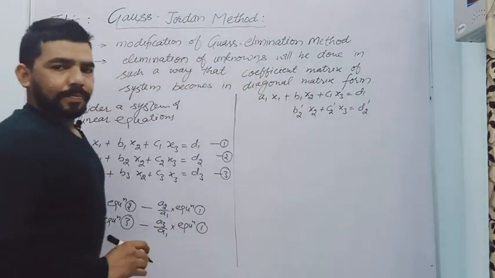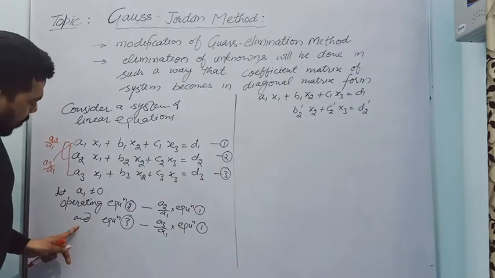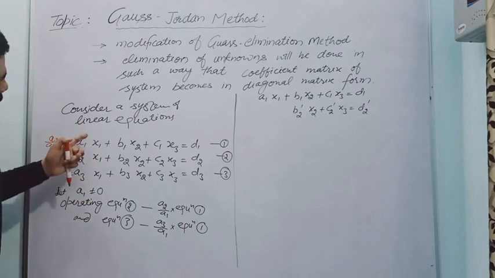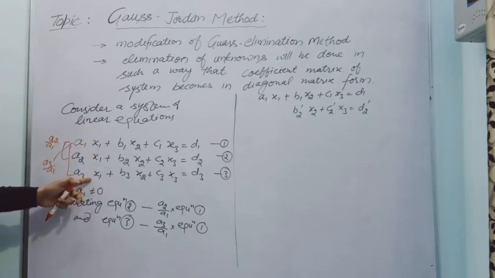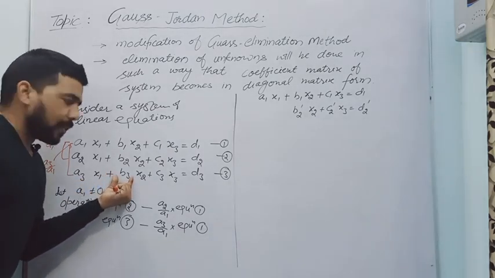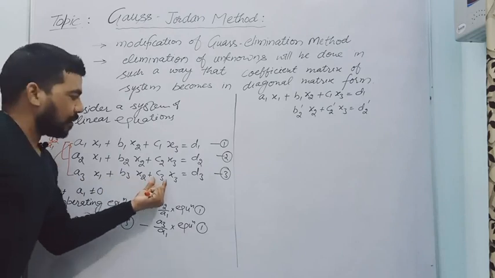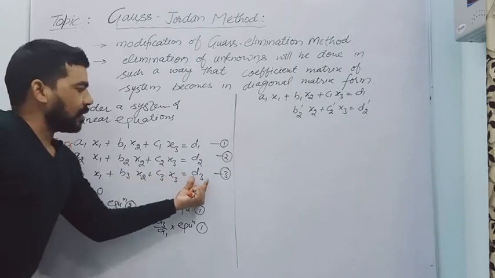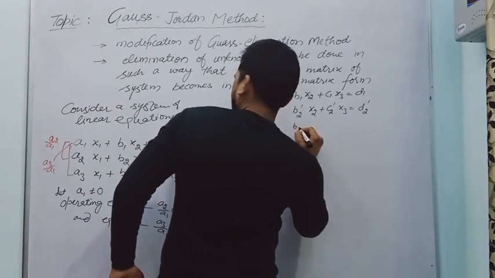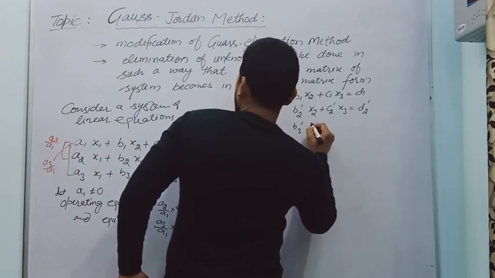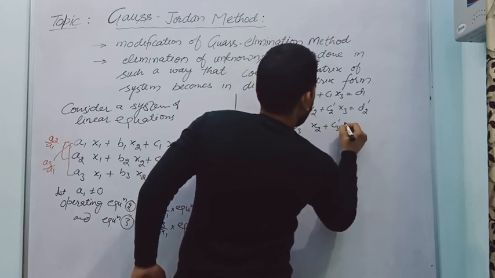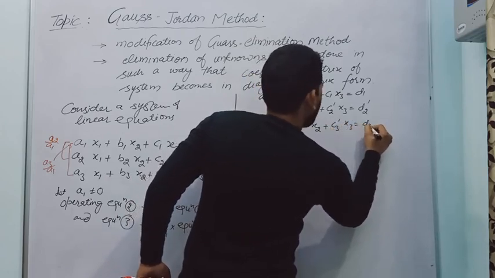d2 dash. Now when I do the operation equation 3 minus a3 by a1 of equation 1, what will be there? That term will be eliminated. So there will be some coefficient into x2, and some coefficient into x3, equal to some new number. I call it b3 dash x2, and suppose this is c3 dash x3, and this will be d3 dash.